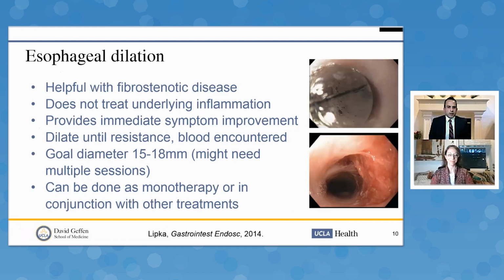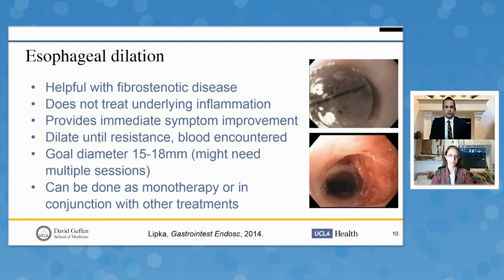And the last thing I wanted to talk about, at least from an endoscopic standpoint, is the role of dilation of esophageal strictures. So this shouldn't be used on just any patient who has EoE. It's really helpful for those who have fibrostenotic disease, particularly if it's a much more significant narrowing of the lumen, where patients are having dysphagia several times a day or several times a week. This does not treat the underlying inflammation, so it's really only to increase the lumen or the diameter size of the esophagus and improve dysphagia quite quickly.